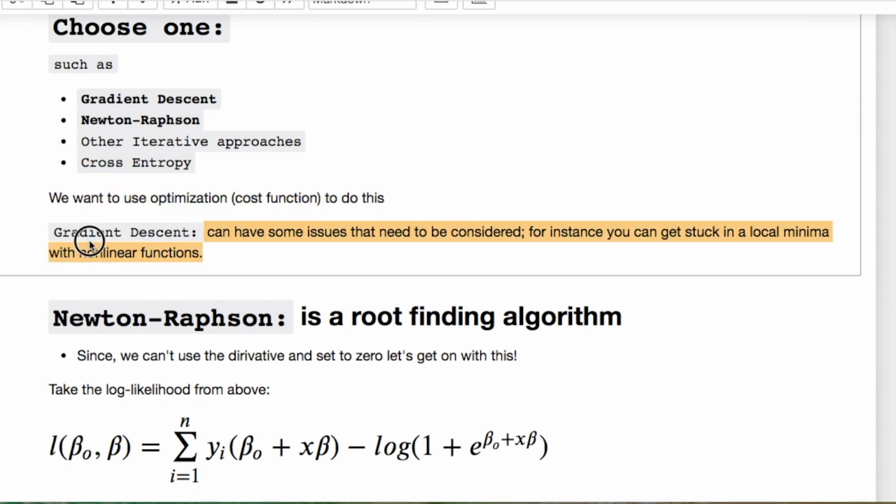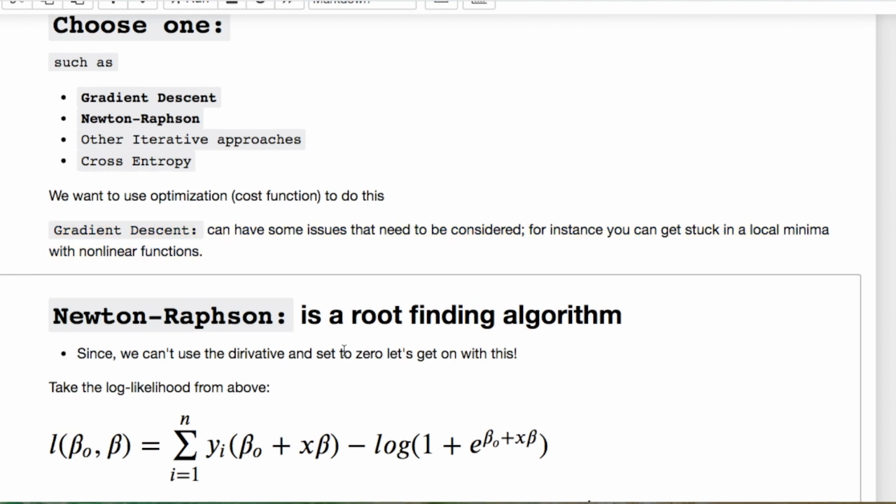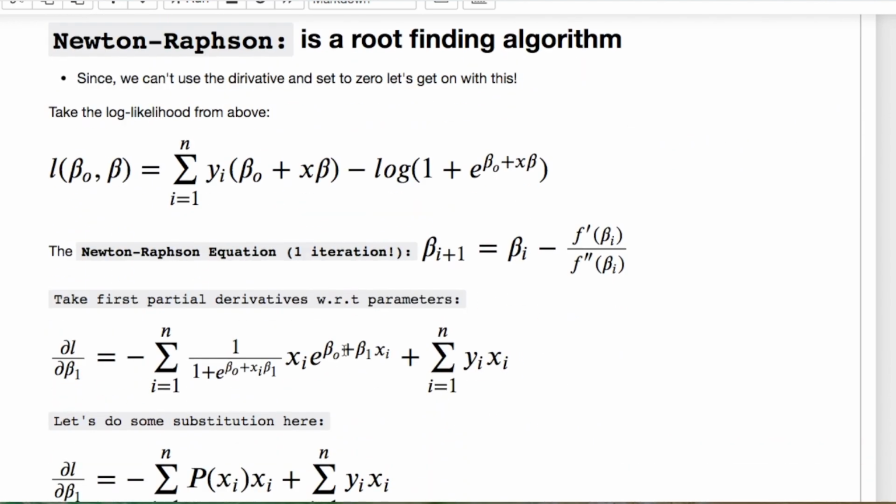For instance, I'm going to use gradient descent. I'm going to show Newton-Raphson because most people show gradient descent. But gradient descent can have some issues. You have to worry about getting stuck in a local minima with nonlinear functions, and you have to choose your step size. Now, Newton-Raphson is interesting. 1, you have to choose a starting point. 2, it's using root finding. All right, that's different than what's going on with the gradient descent. Since we can't use the derivative and set it to 0, let's get on with this.